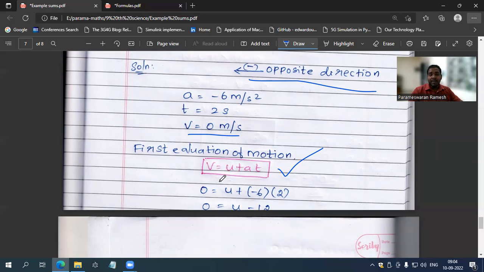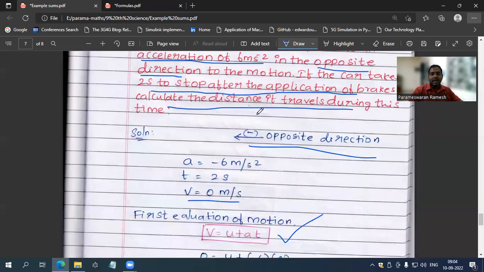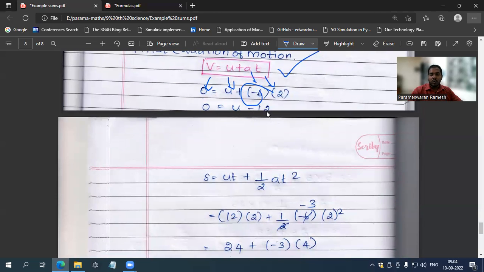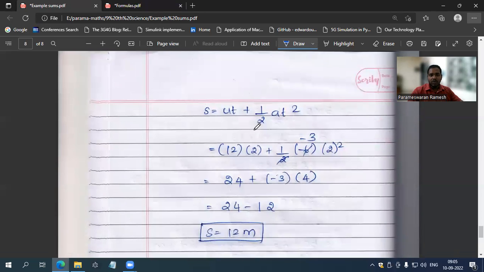They have not given any initial velocity in the question. The car has stopped, so the final velocity would be 0. At what speed the car is going is not given, so we need to find the value of the initial velocity. So v is equal to 0, a is minus 6, and t is 2. If you multiply 6 into 2, you get 12, with the minus sign. So 0 equals u minus 12, and u is equal to 12.